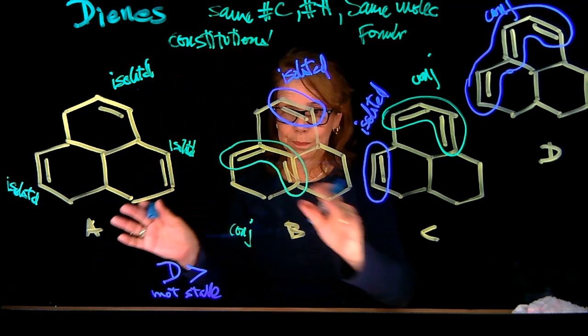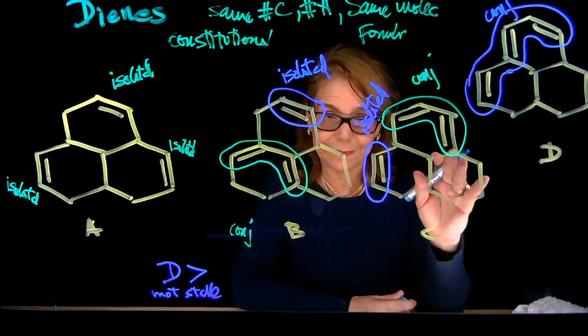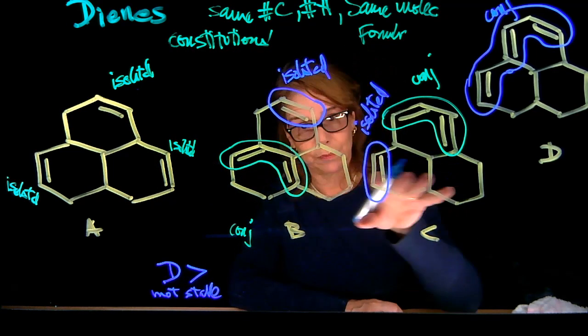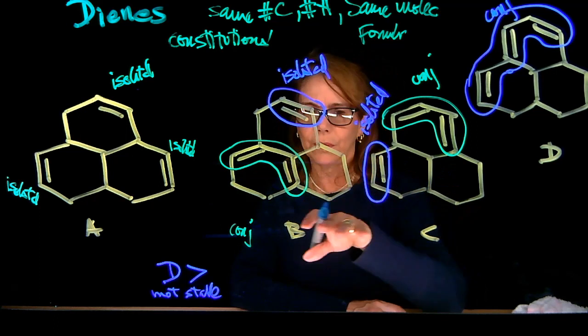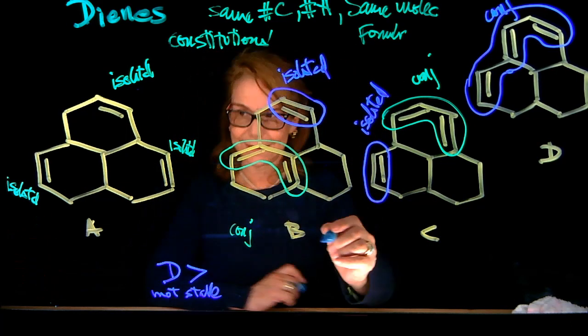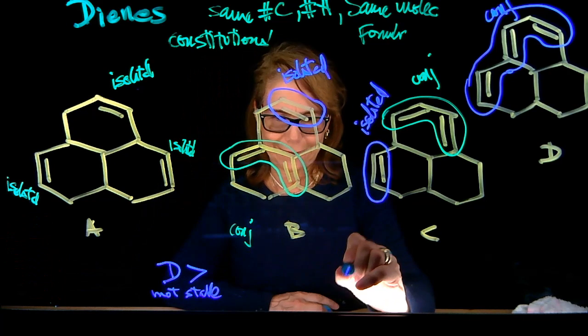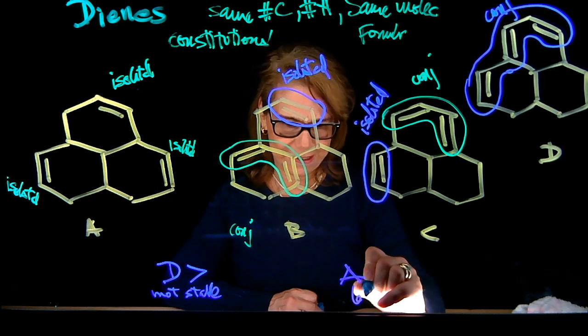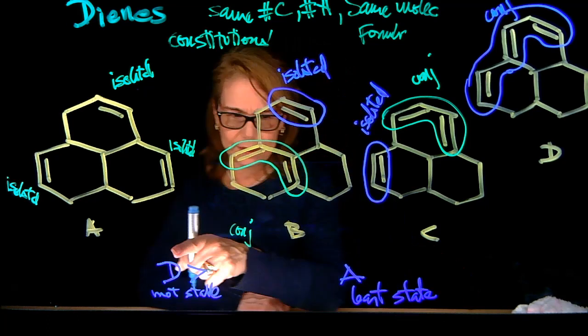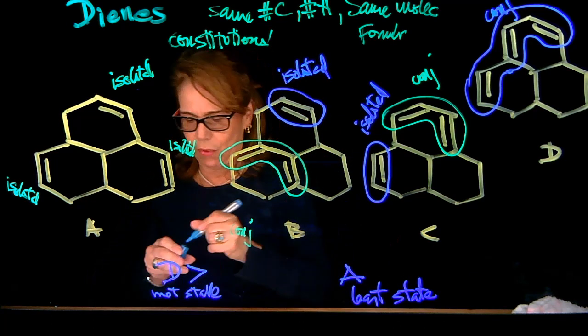And then in B and C, I have one isolated double bond and a conjugated system. Looks very similar. Then I see that A has three isolated double bonds, so that's the least stable. So I'm going to put it at the end. I'm going to say A is the least stable. So stability is decreasing that way.